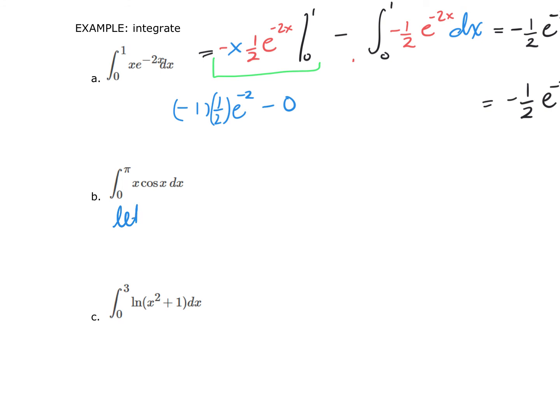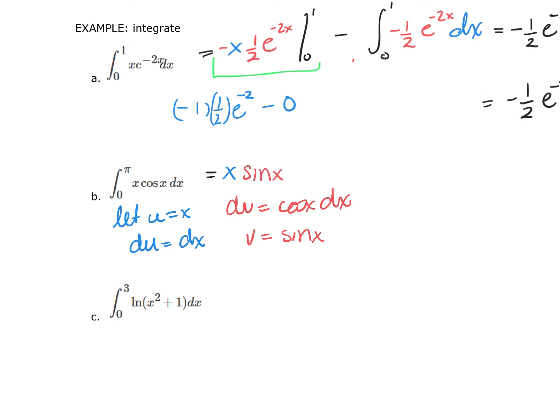I'm going to let u equal x, du is equal to dx, dv is equal to the cosine of x dx. Don't forget the dx. V is equal to the sine of x. So then this becomes the integration of u, which is x, v, which is the sine of x, evaluated from 0 to pi, minus the integration evaluated from 0 to pi of the sine x multiplied by the dx.